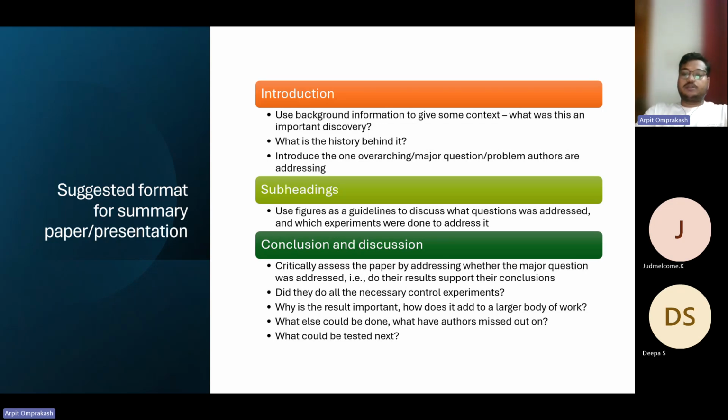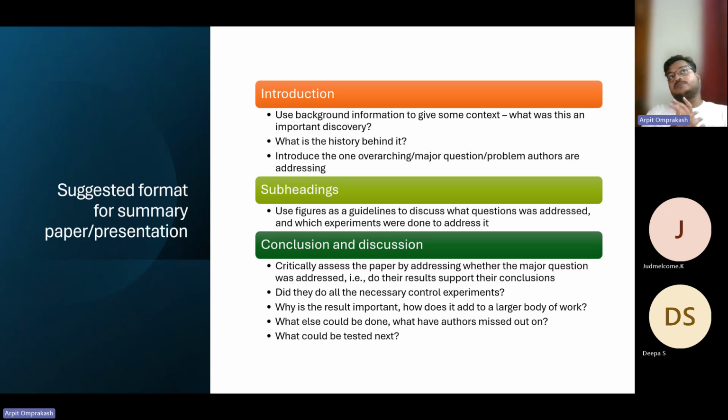Why is this result important? How does it help and add to a larger body of work? What else could be done? What else did the authors miss out on? What did the authors figure out, which was very interesting, and so on? And then trying to answer questions like what could be done next? So this study has been done, then what could be done next?